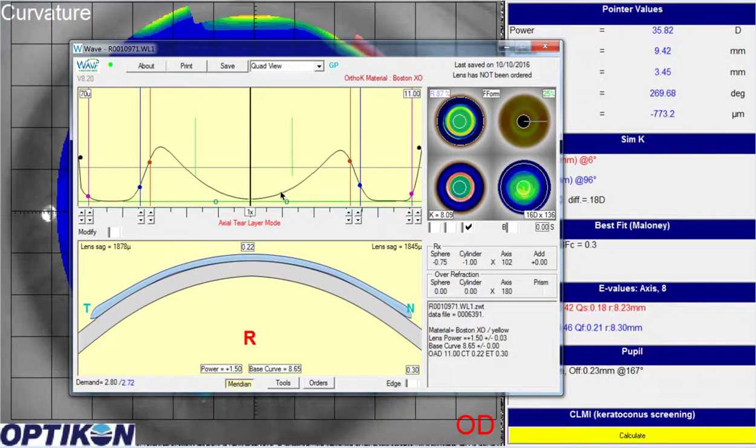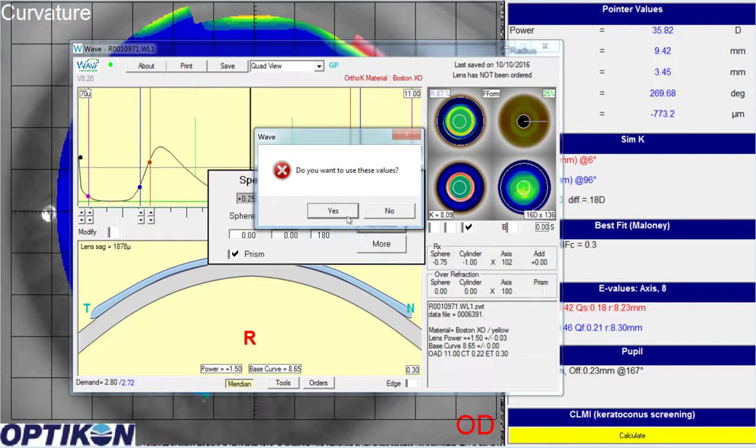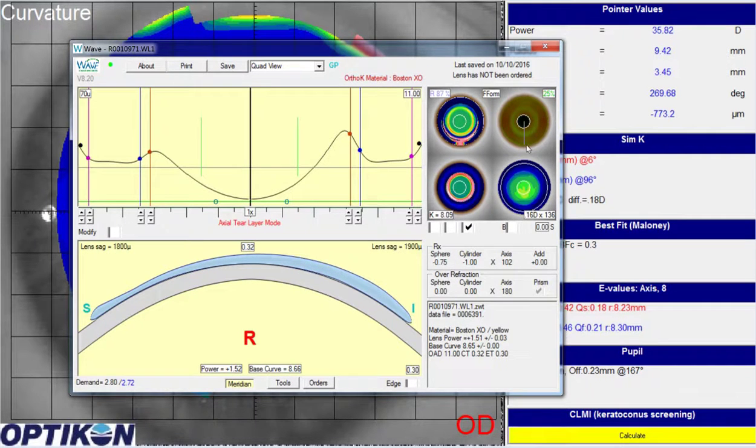And with this patient, the last thing I would do is add prism in. So just go to the over refraction box, and we can see here that wave is predicting that the patient's going to have about 3/4 of against rule astigmatism after treatment, and that lines up or corresponds pretty well with what we're measuring clinically. We're not going to enter any over refraction, just going to click the prism box. And see that the bottom of the lens is a little bit thicker now.